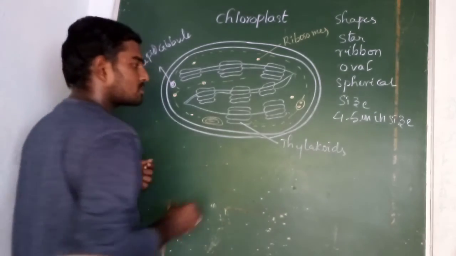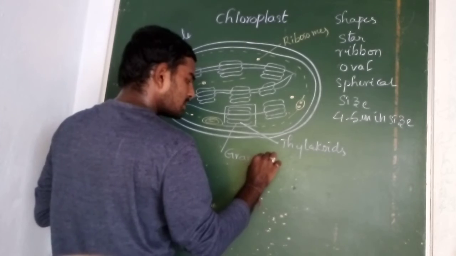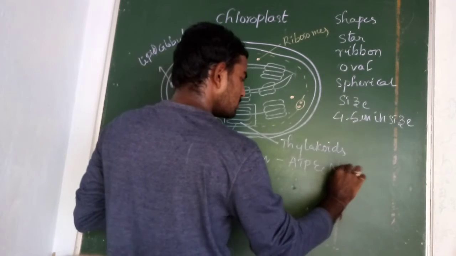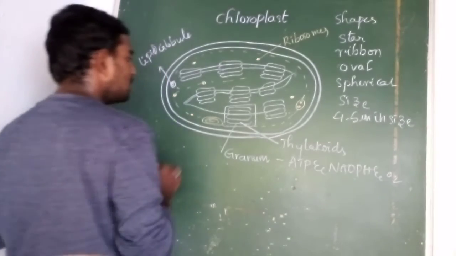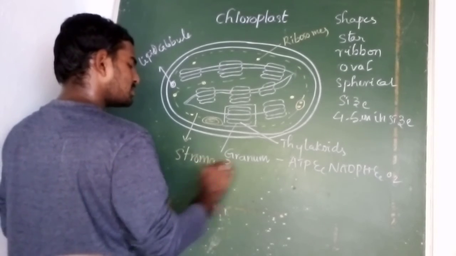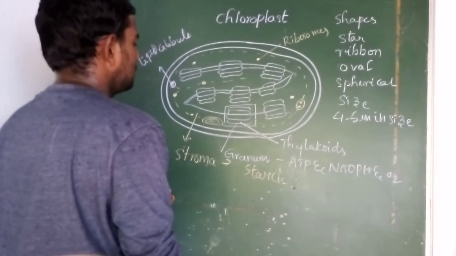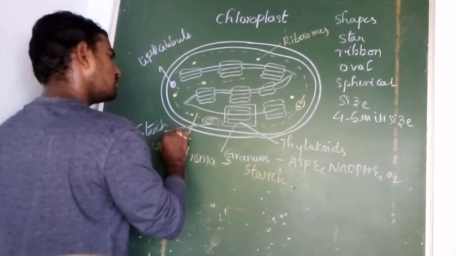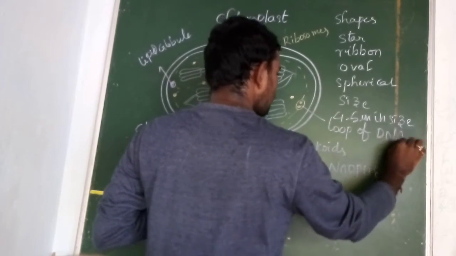The stack of these thylakoids is called granum. In the granum, the light reaction takes place. It results in the formation of the end products ATP, NADPH, and oxygen. The fluid portion of the chloroplast is called stroma. In the stroma, the dark reaction takes place. The end product is starch. The glucose is converted into starch. This is called the starch grain, and this is the loop of DNA.